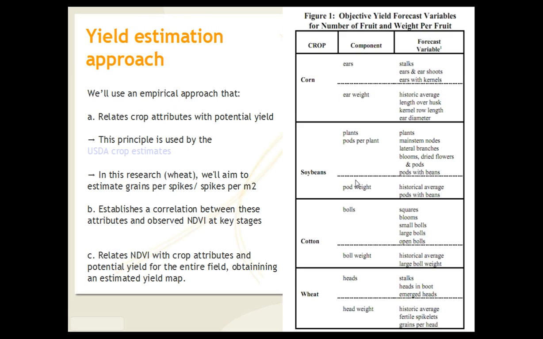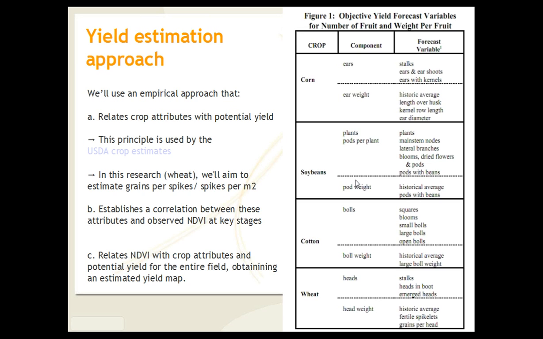variables. So number one, we're going to try to estimate these two variables related with wheat yield, grains per spikes and spikes per square meter. This also gives us the idea that this can be used in other crops besides wheat. So if we can have a way of determining these variables by relating them with NDVI or other vegetation indexes, that could work.